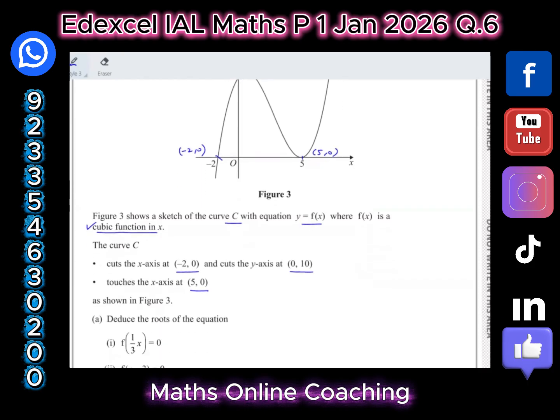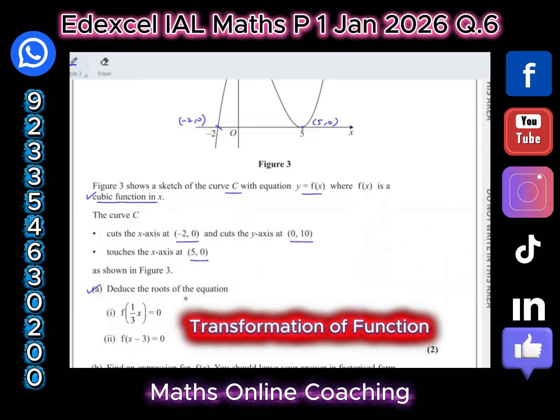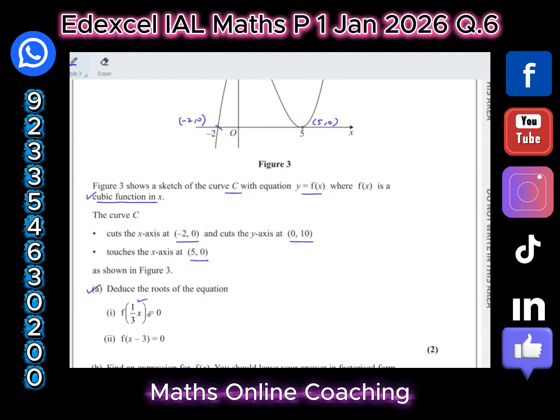Now, the question is, part A, deduce the roots of the equation f(1/3 x) = 0. And part 2 is f(x - 3) = 0. This is a question from transformation of functions. And here, this is the horizontal transformation. In part 1, the scale factor is 3 as x is multiplied by 1/3. So 3 is the scale factor here. So we have to multiply the roots of f(x) by 3.